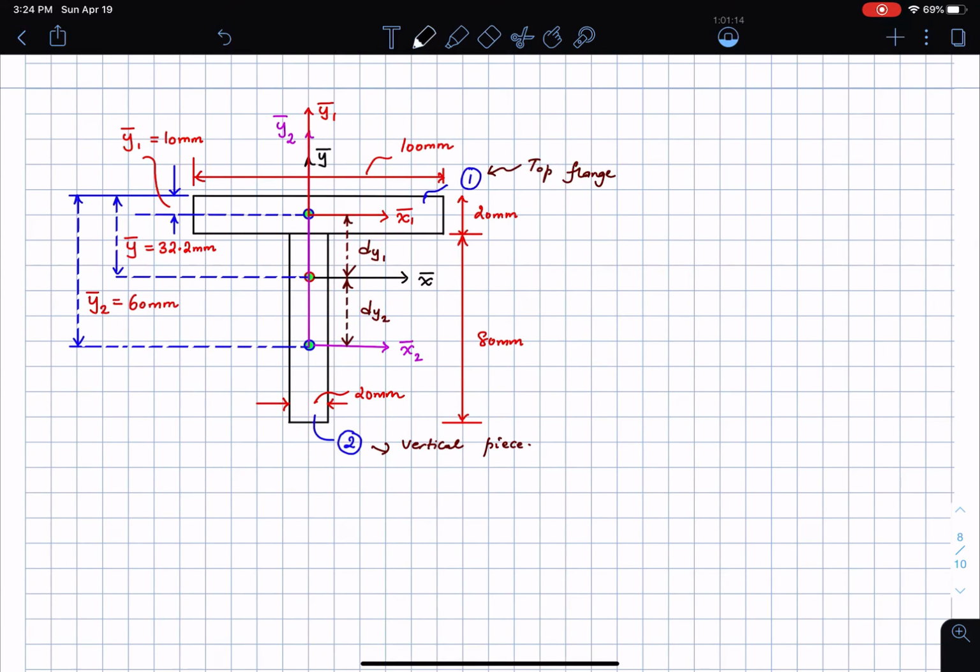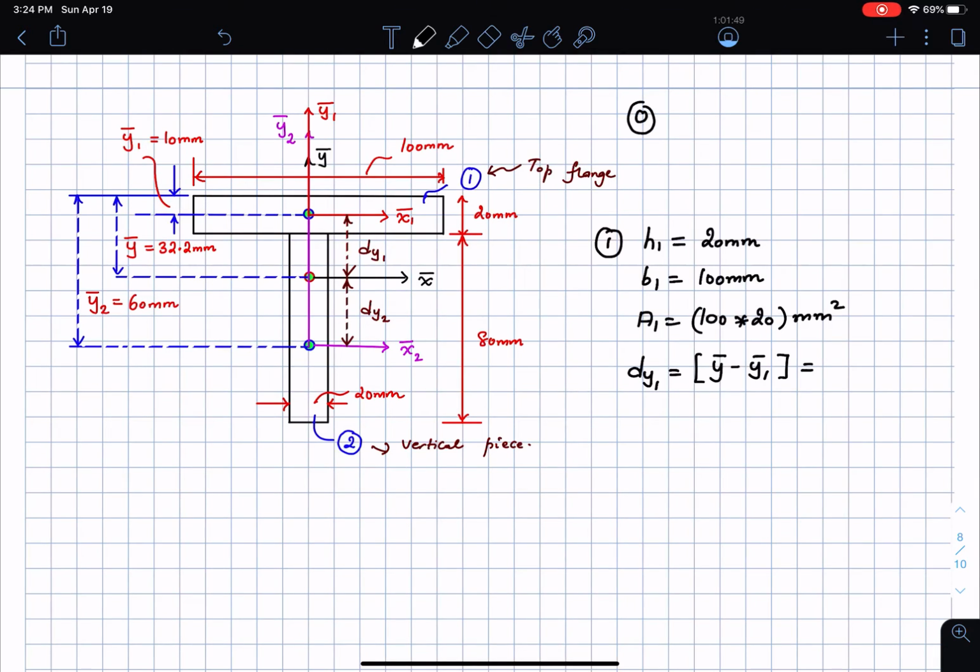Okay, so I'm going to say, for shape 1, what is the height h1? h1 is going to be 20 millimeters. b1 is going to be 100 millimeters. a1 is going to be 100 times 20 millimeters squared. Then dy1 is going to be what? It's going to be the difference between y bar and y1 bar. Okay, this is y bar minus y1 bar. And of course the first thing is I have to say that y bar is going to be 32.2 millimeters. Okay, this was obtained from lecture 25.